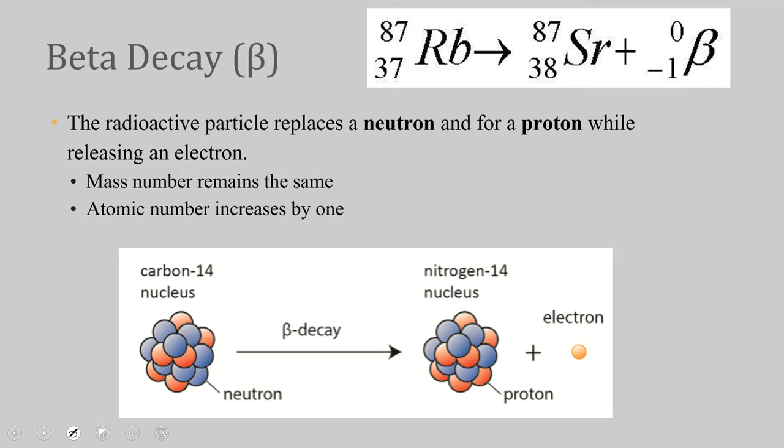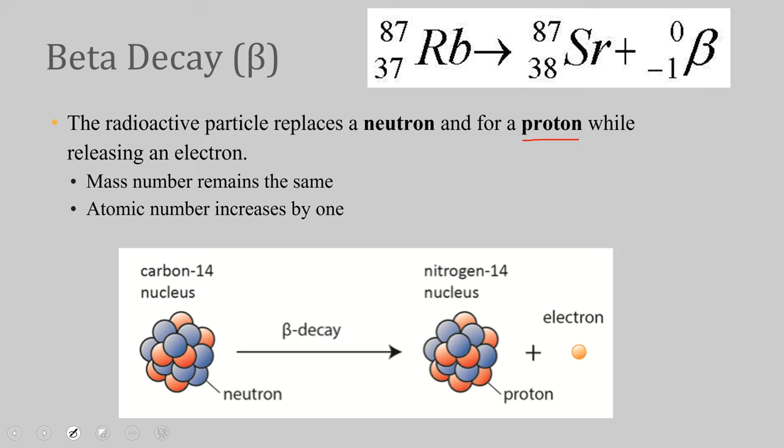Now what's interesting, because we're replacing a neutron with a proton, the mass number is just going to stay the same. Remember, mass number is protons plus neutrons, so if you just replace one for the other, it's basically a wash. So our mass number is going to stay the same here. Now the atomic number is going to increase by 1. Why is that? Well, that's because we brought this proton in, and we know that the proton ties directly with the atomic number. So if we add a proton, our atomic number is going to increase.